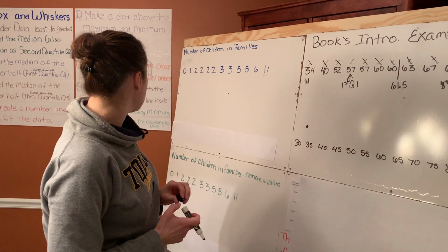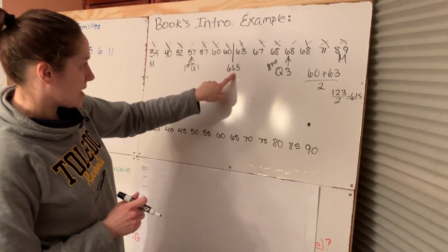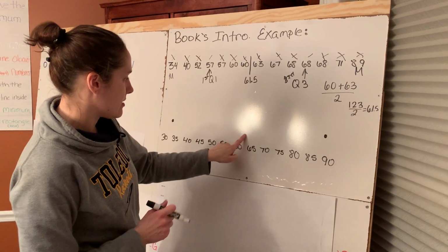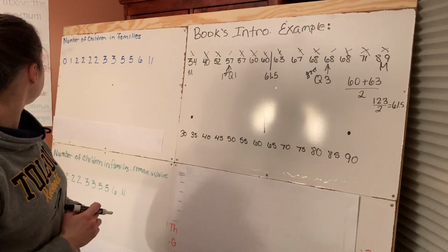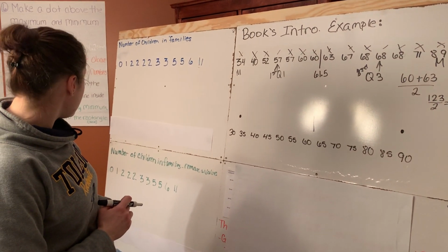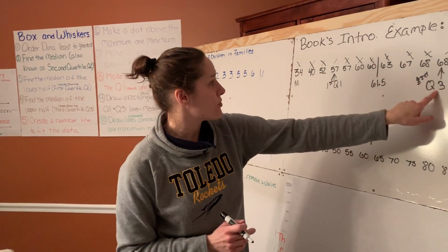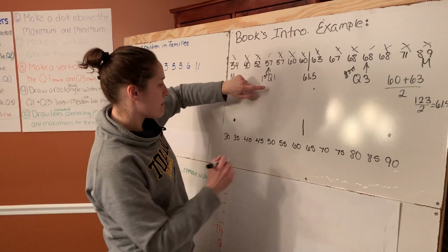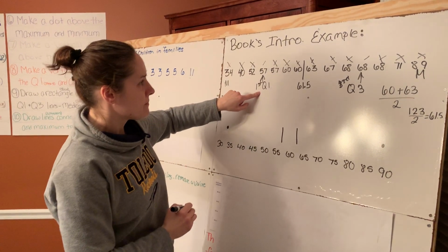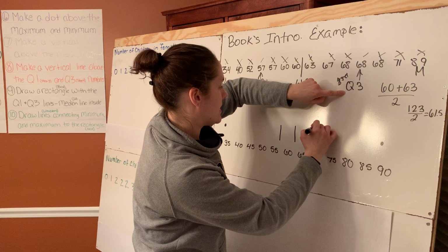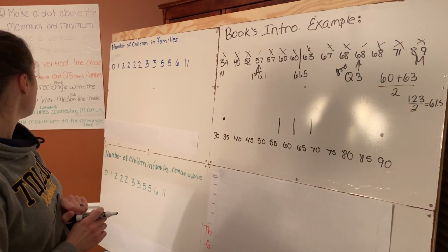Step 7 is make a vertical line above the median. So my median is 61.5. That's looking about right here. Make a vertical line for my median. Step 8 is to make a vertical line above the Q1 and the Q3 numbers. So my Q1 number is 57, another vertical line. My Q3 number is 68, another vertical line.